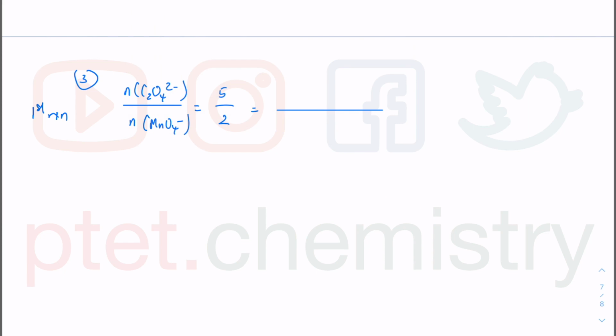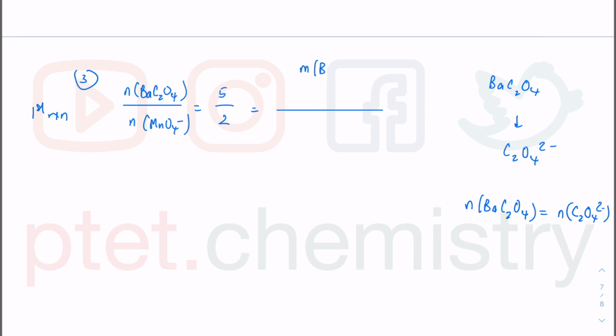Okay, so the mole of BaC2O4 gives you the C2O4 2 minus. So the mole of barium ethanedioate is the same as the mole of that. So the mole of that is going to be equal to the mole of barium ethanedioate. So what I can do is I can just sub this out, and I have BaC2O4. So I want the mass of barium ethanedioate in the pure sample. So I have the mass of BaC2O4 divided by the Mr.